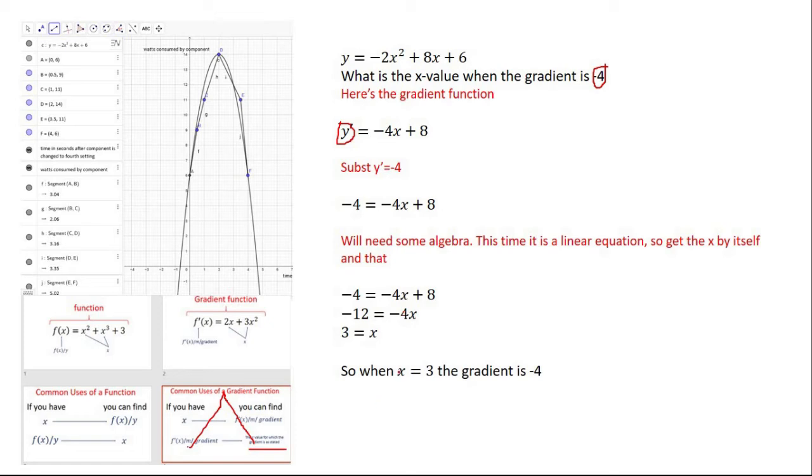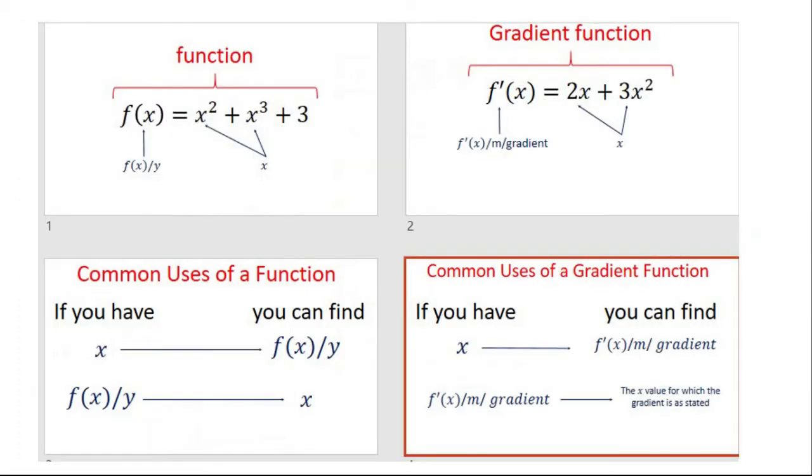What that tells me is that when the gradient is negative 4, it's at x equals 3. It's at this point over here. At x equals 3 over here, the gradient is exactly negative 4. Let's put a tangent to see. That's a tangent, and it looks like it's going negative 4 over 1. The gradient is negative 4. Fantastic. And so this is our toolkit.